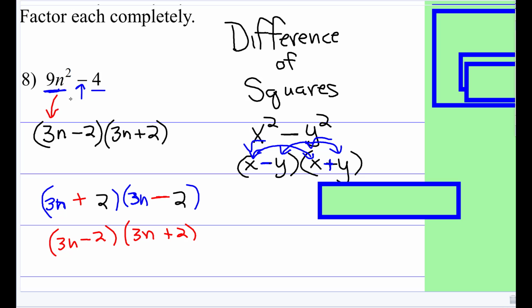So the square root of the first term, the square root of the second term, and then one's a subtract, one's an add. That's it.